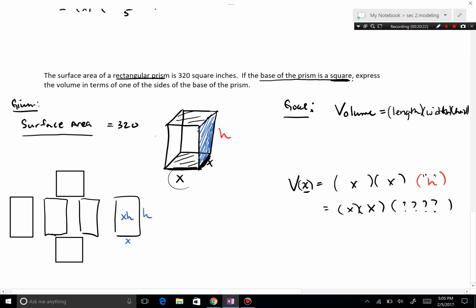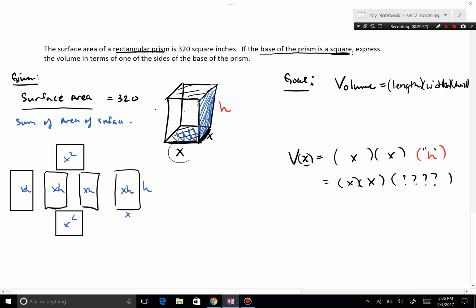Okay, well, what do you think this one is? Well, if this is the same thing and this is h, the front side has to be xh, and xh, and xh. The bases are squares, so that's x, and this is x squared as well, right? Bases are squares, right? X times x is x squared. Surface area is just the sum of the areas of the surfaces, right? So total surface area.